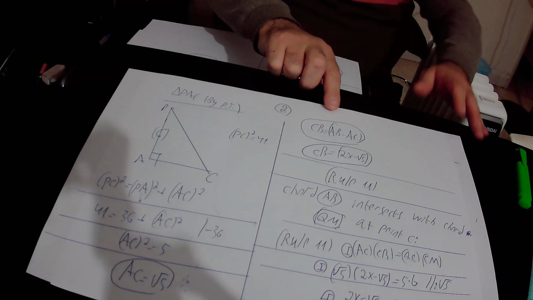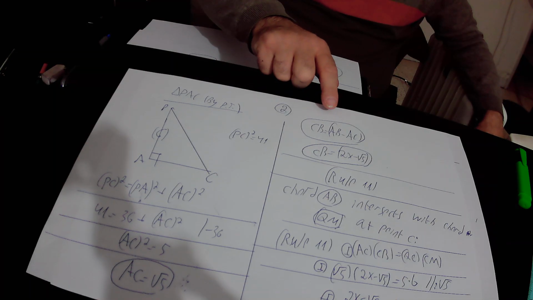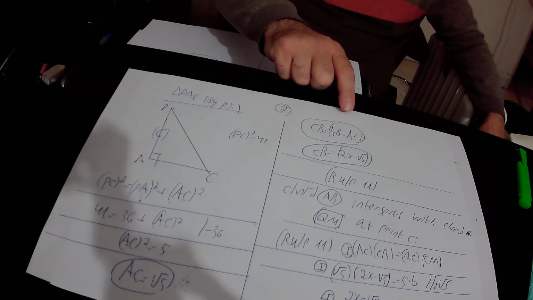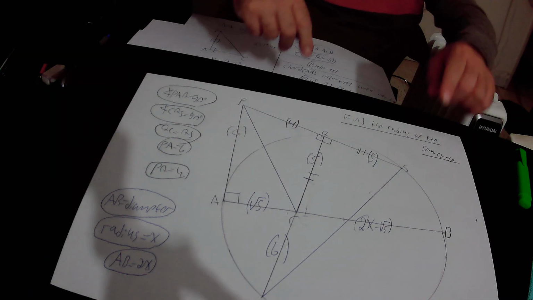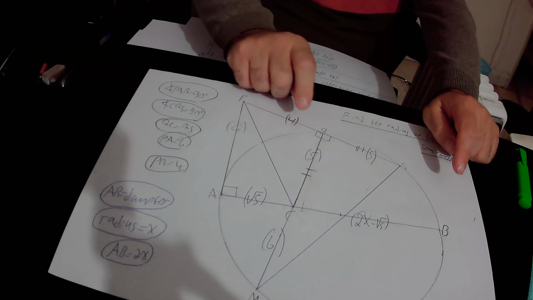CB equals AB minus AC. So CB equals AB, that is 2x, minus AC, that is square root of 5. So in total, CB equals 2x minus square root of 5. You can write here that CB equals 2x minus square root of 5.